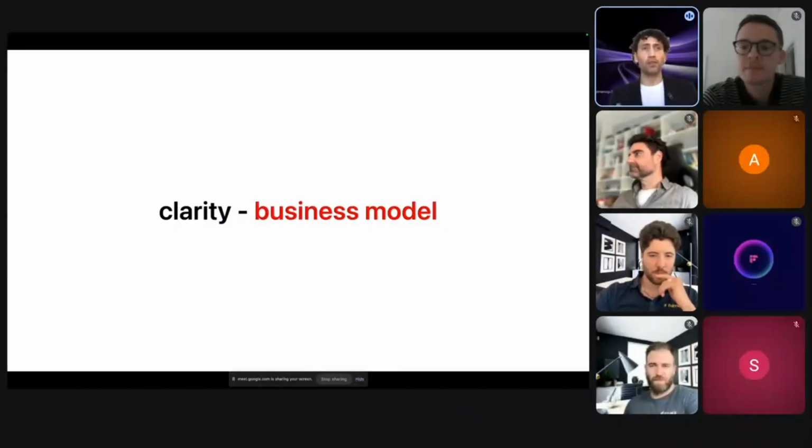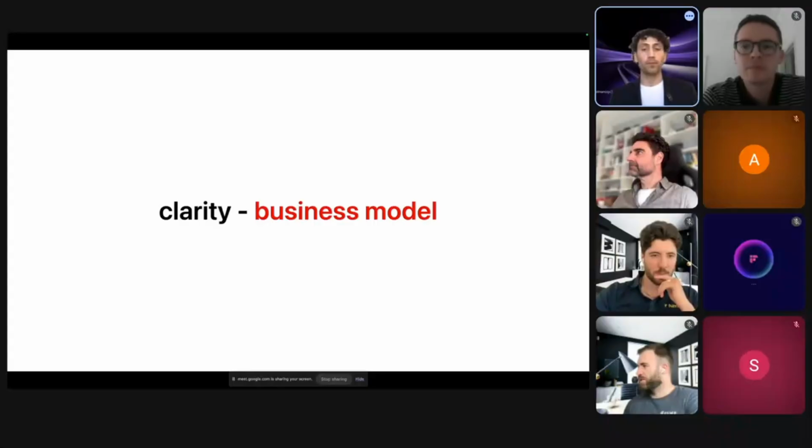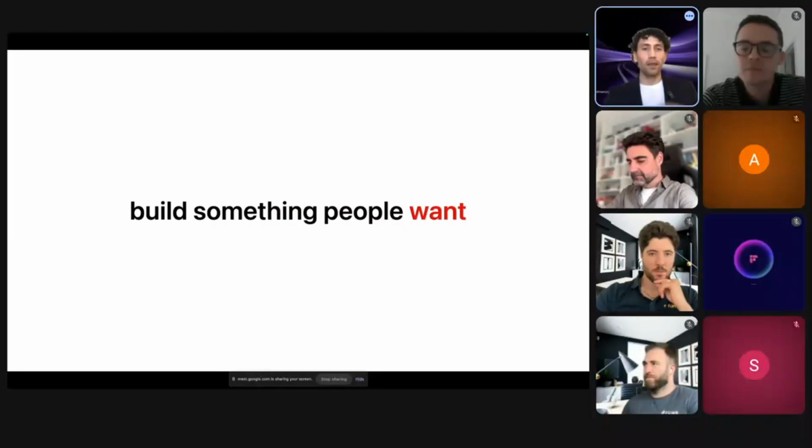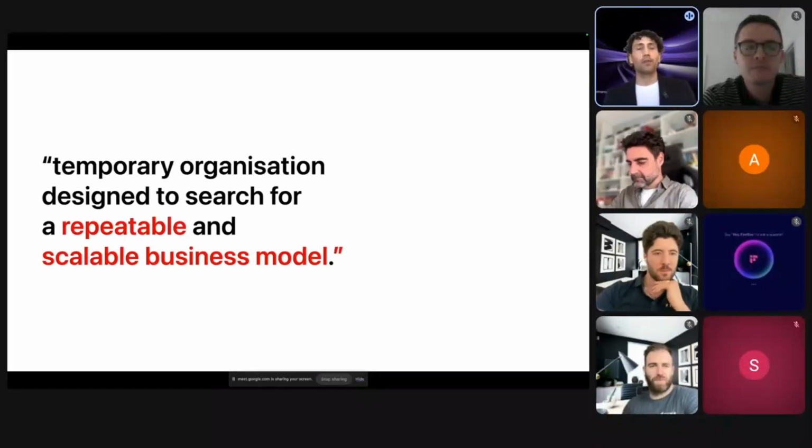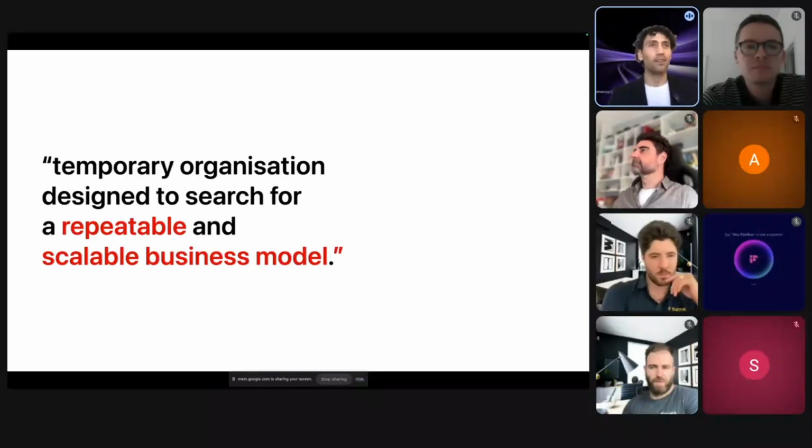The purpose of this session today is to get clarity about your business model. You may already have one, and we'll discover soon. And ideally, to build something people want, because that's the objective of what you're doing at your startup. If you think about the definition of a startup itself, it is a temporary organization in search of a repeatable and scalable business model. And that's why I think it's relevant to understand a bit more about your business model.